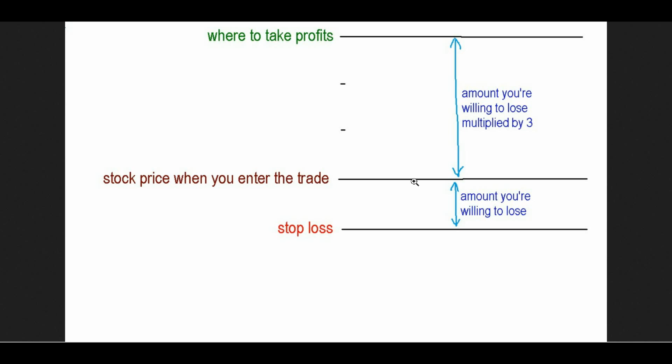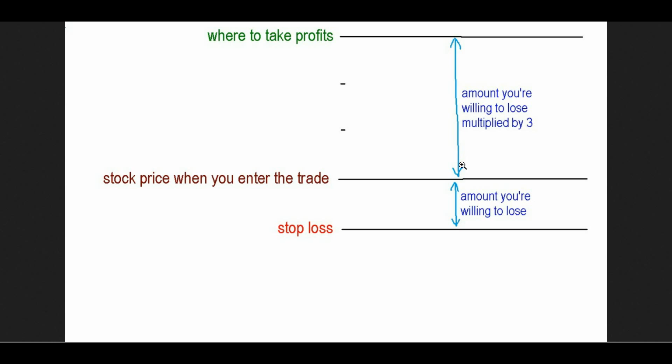You bought Apple at 120, and you're willing to lose up to $5 per share. 5 times 3 is 15. Add that to the 120, and you would set your profit target for 135. Apple at 135. Yeah, it's 120 plus 15, 135. And that's really all there is to it.